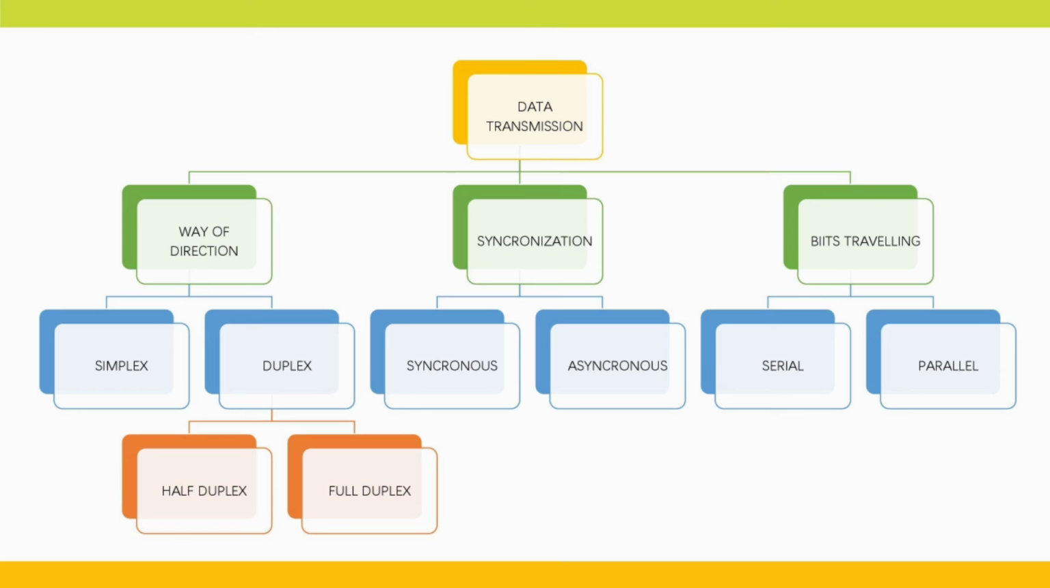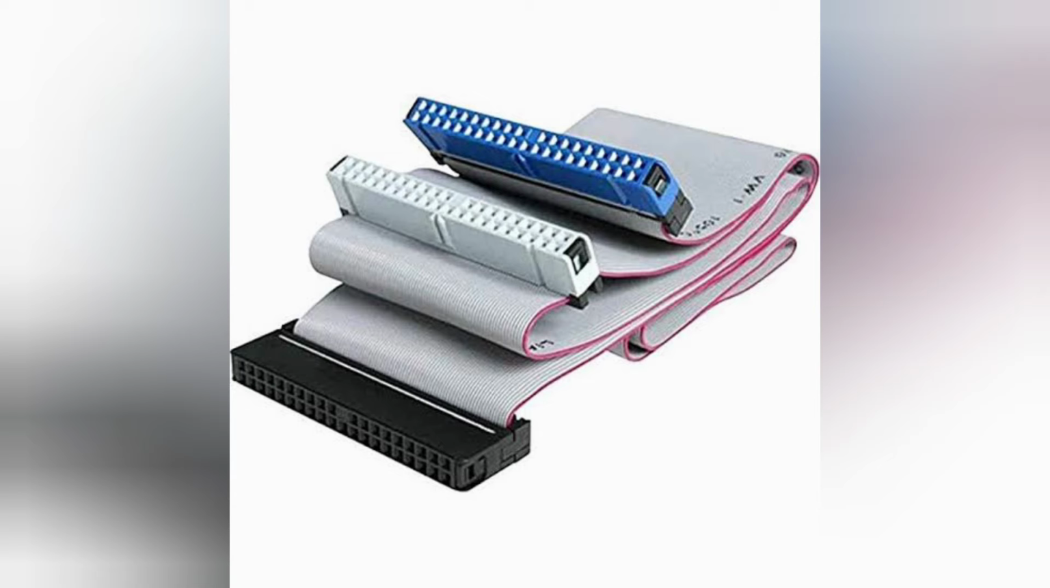And the other one is parallel communication. In parallel communication, if you again take the example of that string 10101, then in this communication all the bits transmit simultaneously. For example, the 1010 will start transmitting at the same time and go to another device. So this was all about the number of bits traveling at the same time.